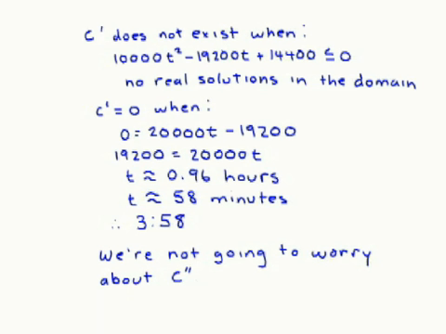Now, normally what we would do is use that time, 0.96 hours, and check that it is indeed a minimum by looking at c double prime, or the second derivative of our function. We're not going to do this because it's such a long and cumbersome process. If you are required to do that when you're at your post-secondary institution, that's fine. You'll have to do it at that point in time. But I'm really not concerned with it at this level.